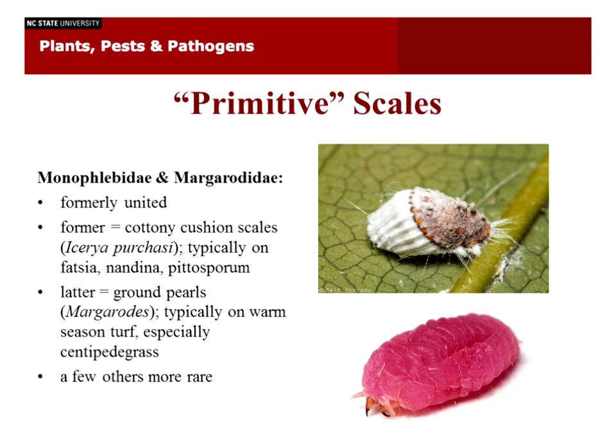The strict Margarodidae now are restricted to the ground pearls, especially the genus Margarodes. Typically, these are found on warm season turf, and this is in the soil, actually, on the roots. Especially centipede grass, but St. Augustine grass and a number of the other warm season grasses. Now, we do have a few other primitive scales that were before lumped in the Margarodidae. They're native to the U.S., but they're very uncommon and kind of specialized.